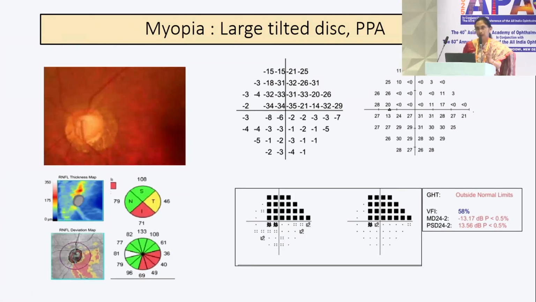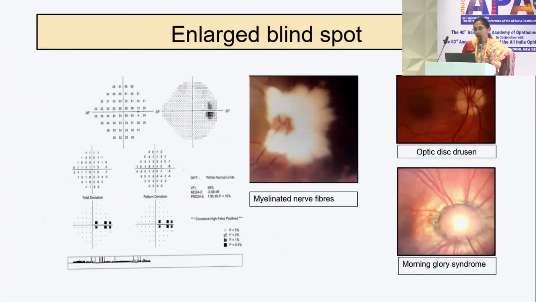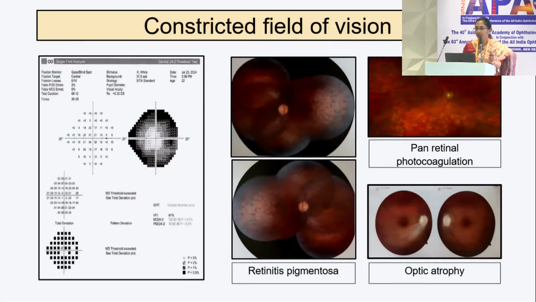So this field defect was because of the myopic tilt and a large myopic disc, but not because of a glaucomatous rim loss. Similarly, myelinated fibers and optic disc drusen, these kinds of optic disc pathologies, can also result in an enlarged blind spot. So this may not always be due to glaucoma; we need to correlate with the fundus image and fundus examination, and then decide whether the defect is because of glaucoma or due to some other pathology in the fundus.